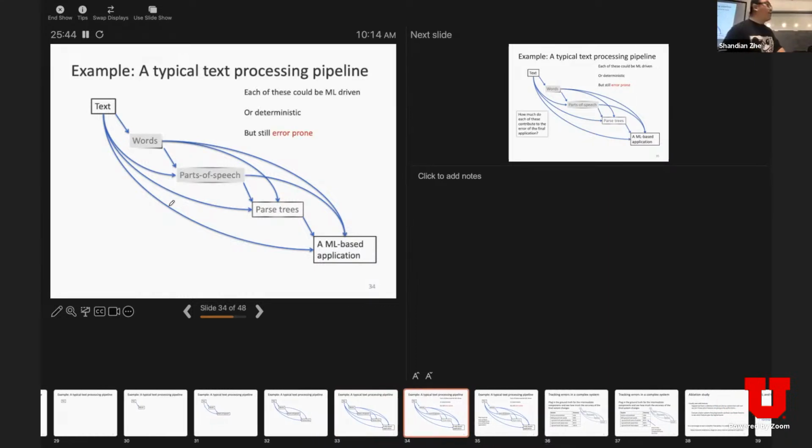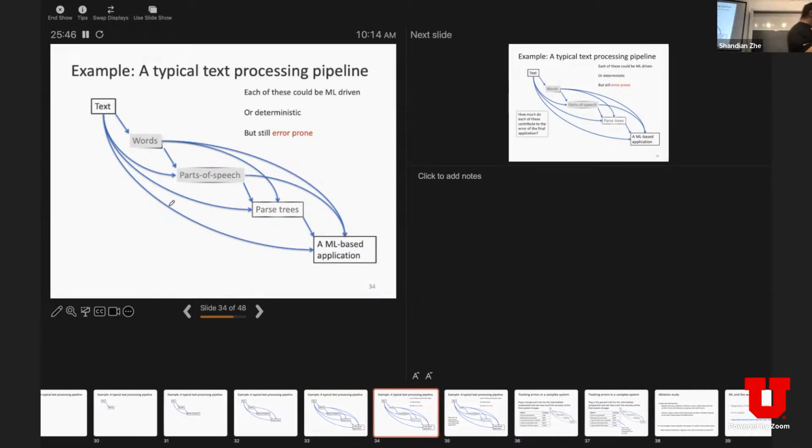But now, suppose you develop and deploy such a pipeline, right? And throughout the test, you found that your final ML-based application's prediction performance, or whatever other performance, is not good, right? Then how do we detect which components are in charge of those errors?